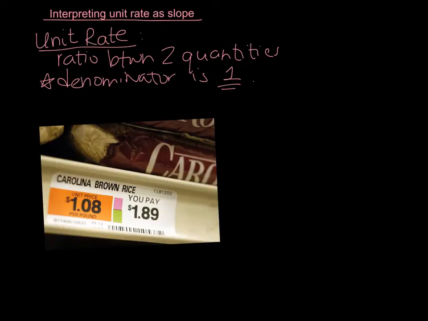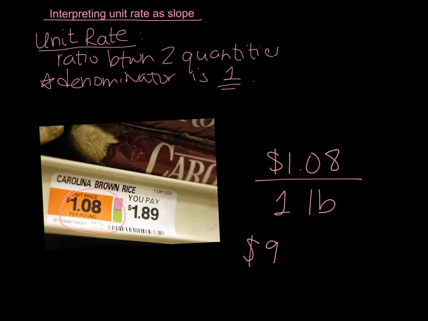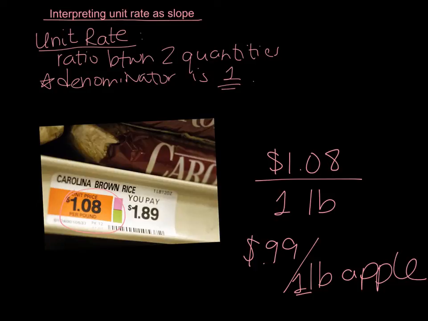Okay, you see unit rate a lot in stores, like this right here. $1.08 per 1 pound for a bag of rice. Like you'll see 99 cents for a pound of apples, right? It tells you how much it is for one thing. The denominator is always 1. So that is unit rate. For example, I drive 65 miles per 1 hour. Here's the quantity between two things, miles and hour, and the denominator is always 1. Good? Okay.